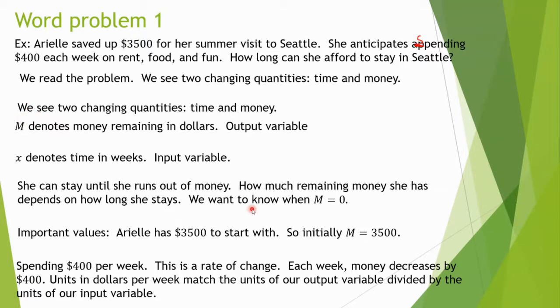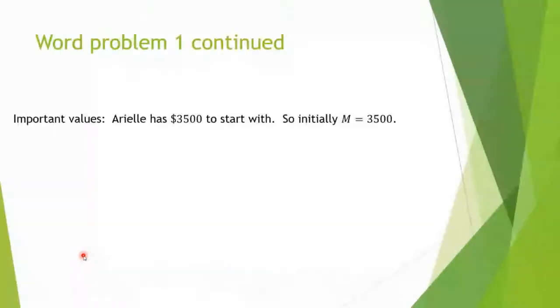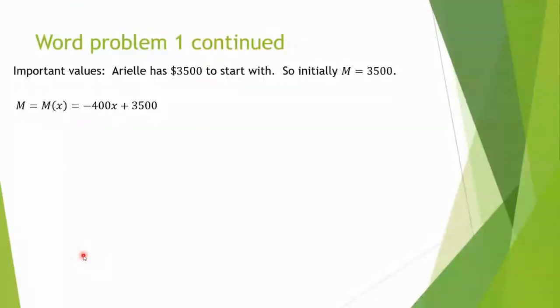Remember also the rate of change, the units for it is the output divided by the input. So our rate of change here would be negative 400. Okay, the rate of change here. Okay, so we have important information, but now how are we going to solve the problem? We want to know how long she can stay till. We want to know when M is 0. Well, here's a plan of attack. Let's see if we can get M in terms of X.